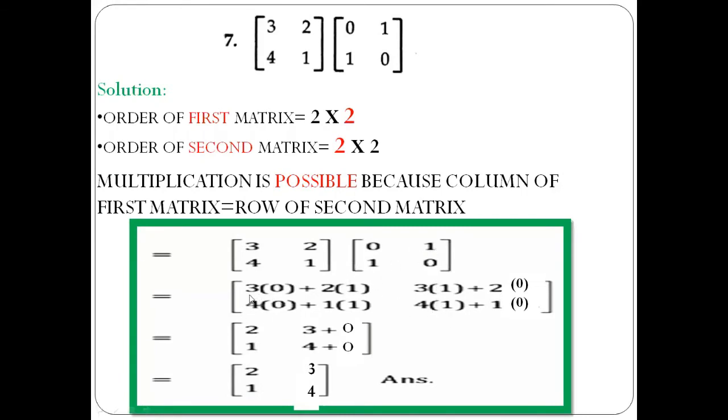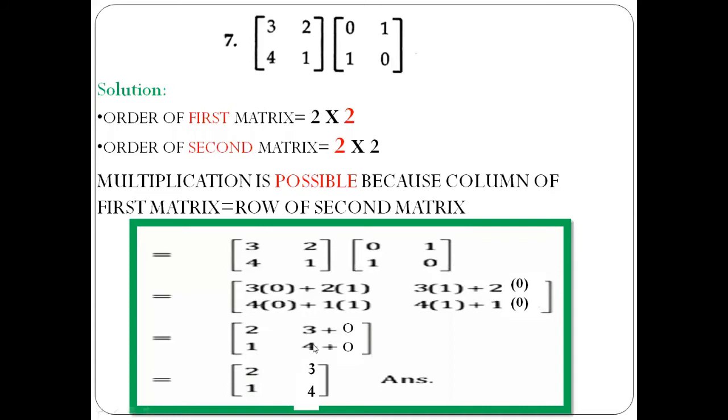Okay, now multiply. 3 zeros are 0 plus 2 ones are 2. So 2 plus 0, 2. 3 multiply by 0, you will get 0, and then 0 plus 2 ones are 2. So the answer is 2 here.